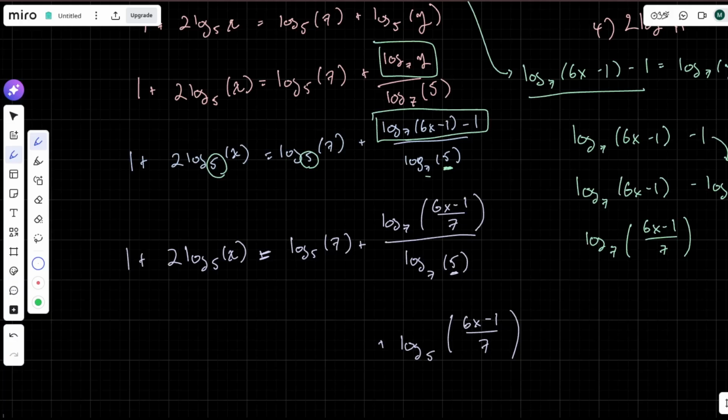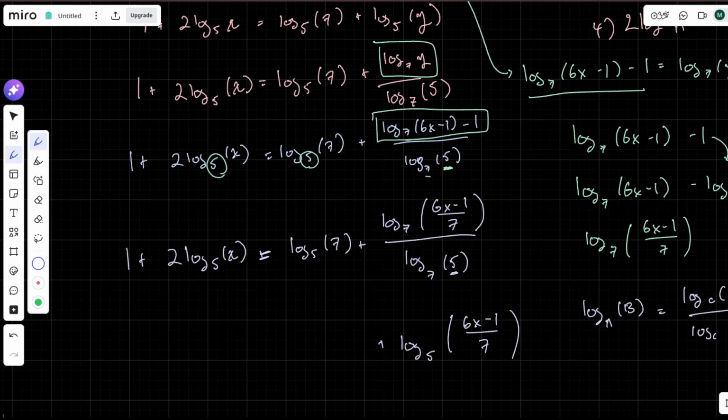I want to make sure this is super clear, because this is a complex process we've gone through of turning it from 7 to 5, or from 5 to 7, and now we're going back to 5. The formula we're using is, if you have log base a of b, so the base is a, the object is b, I can write that as log base c of b over log base c of a.